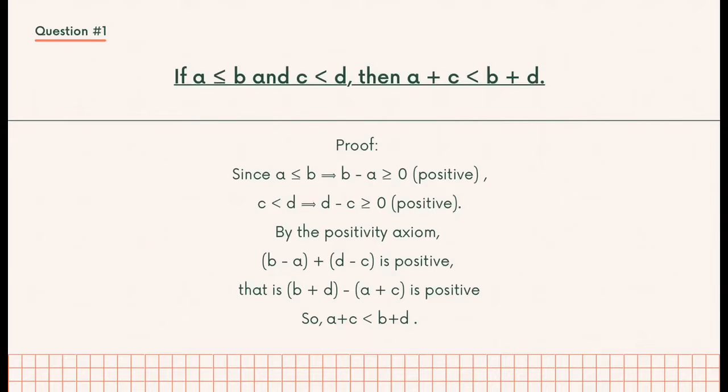It is also positive. By the positive axiom, (B − A) + (D − C) is positive. That is, (B + D) − (A + C) is positive. So A + C < B + D.